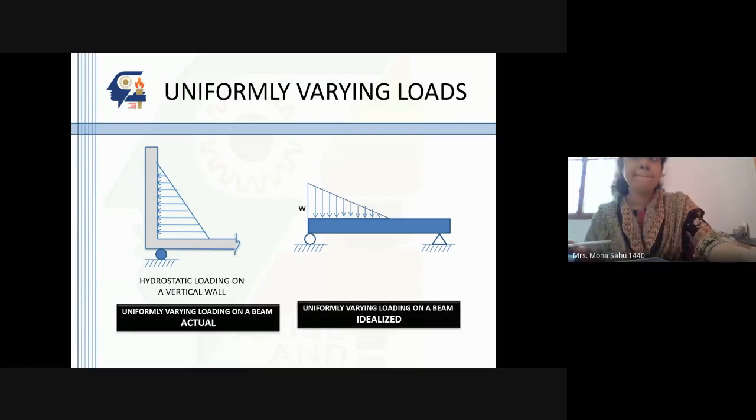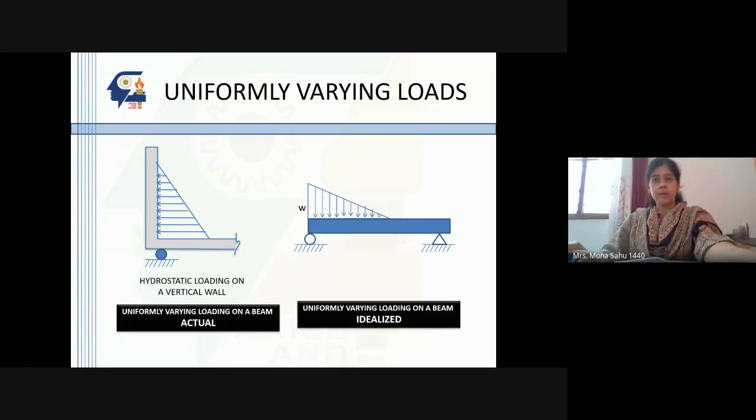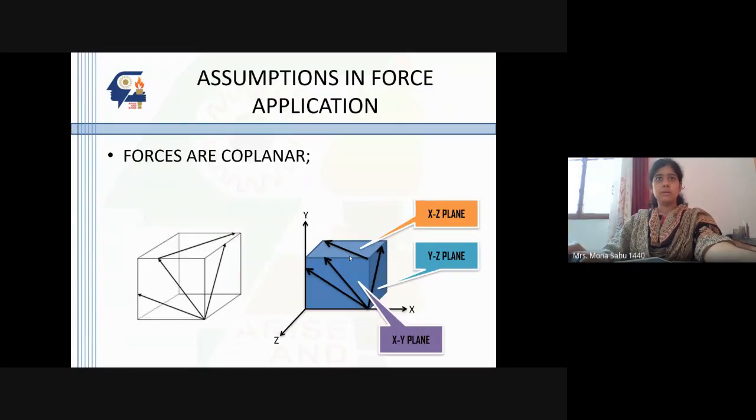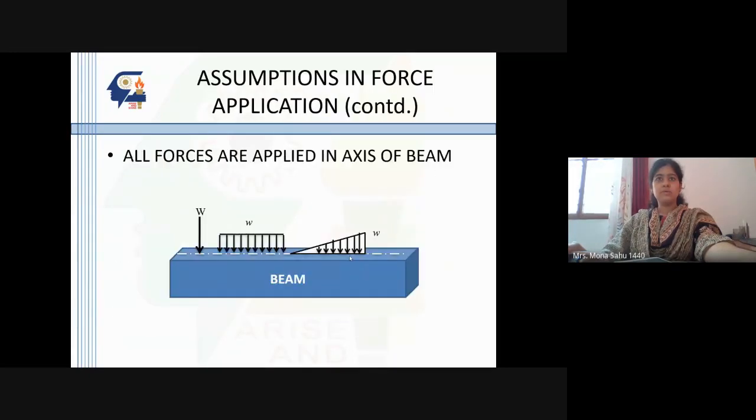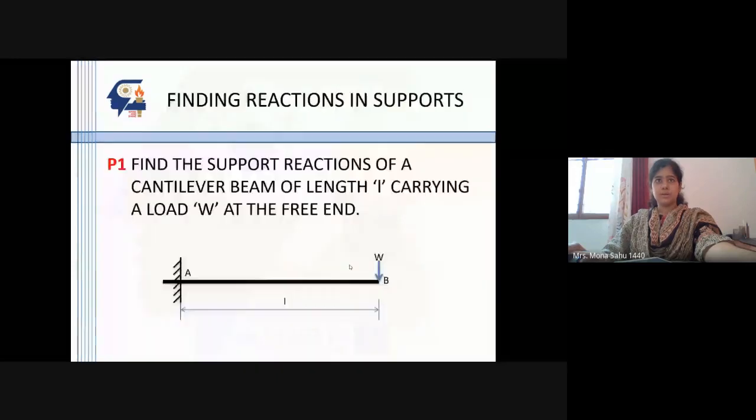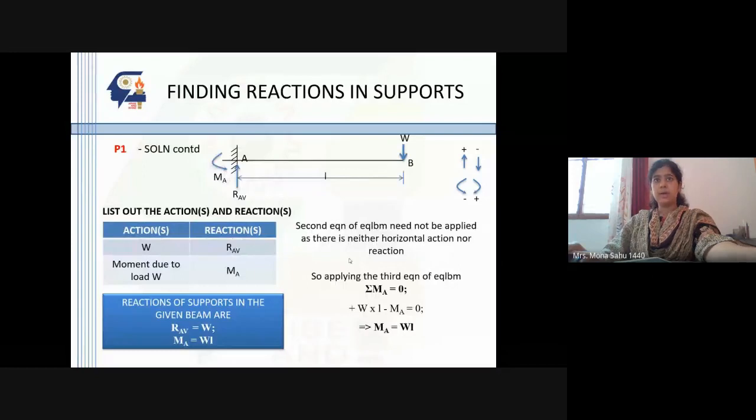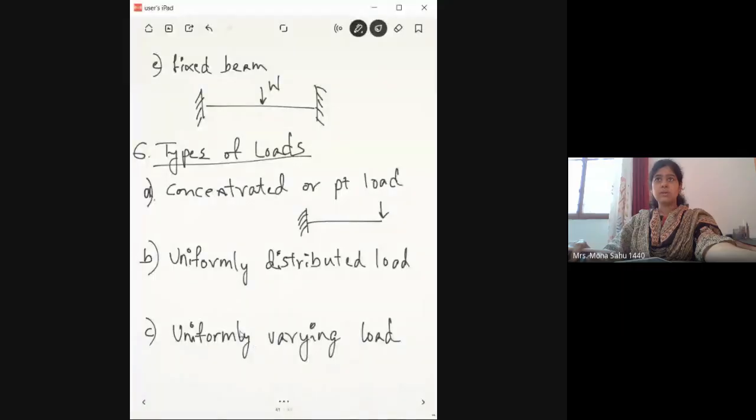Clear? Okay, so couples and forces we have already finished. Yeah, that's it. Okay, so now I will stop sharing and share my screen. So I told you, are you able to see my screen?